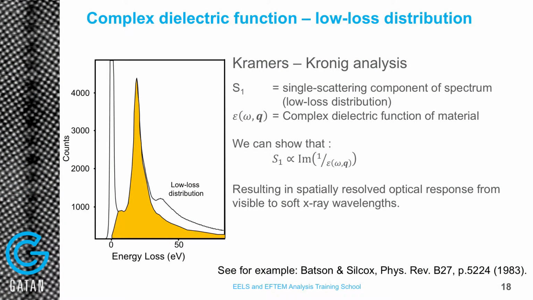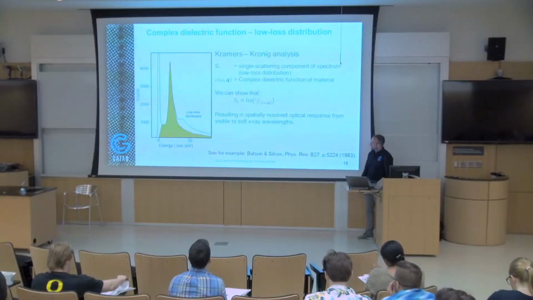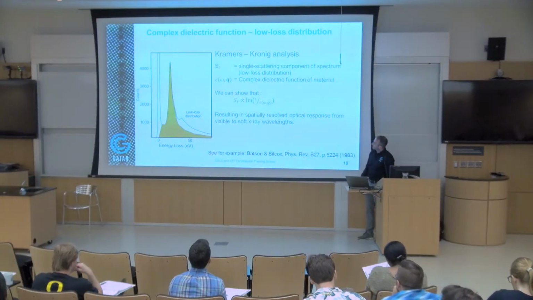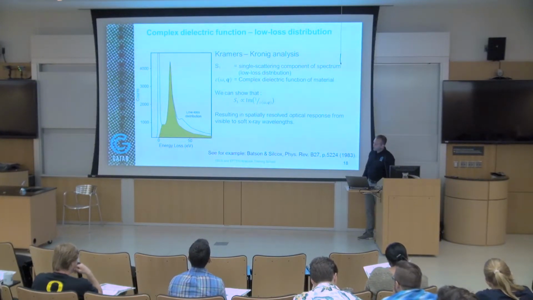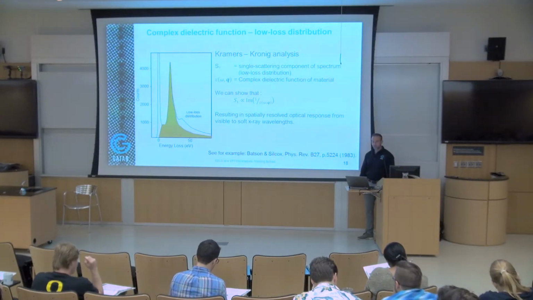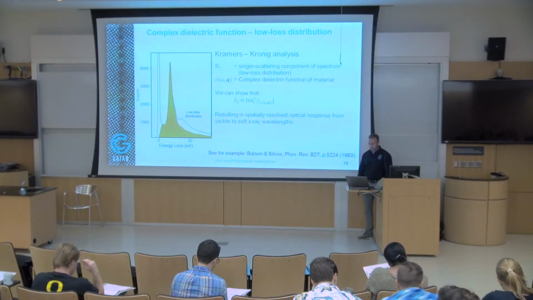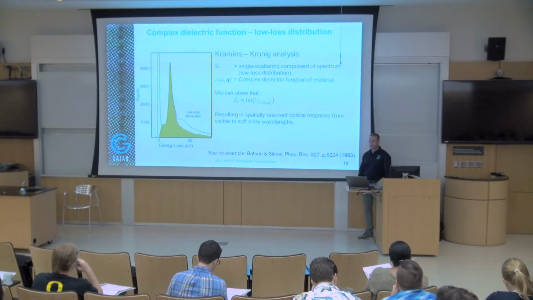There's also something a little bit more advanced. If you want to get information on the complex dielectric function, you could use something called Kramers-Kronig. This technique can also be used to work out the absolute thickness of your material. I can show you how we do Kramers-Kronig in the software for those of you who are interested.